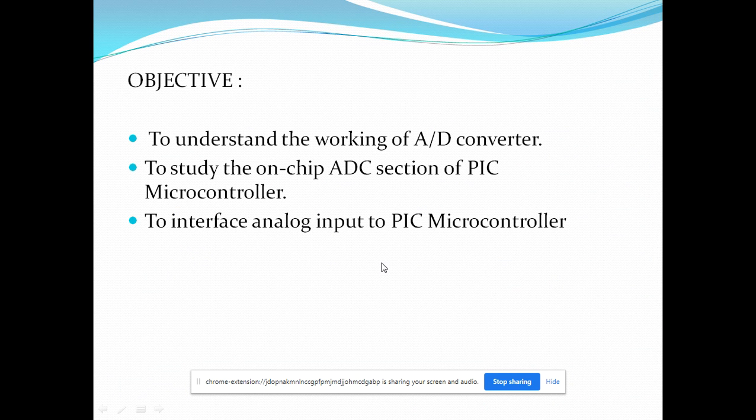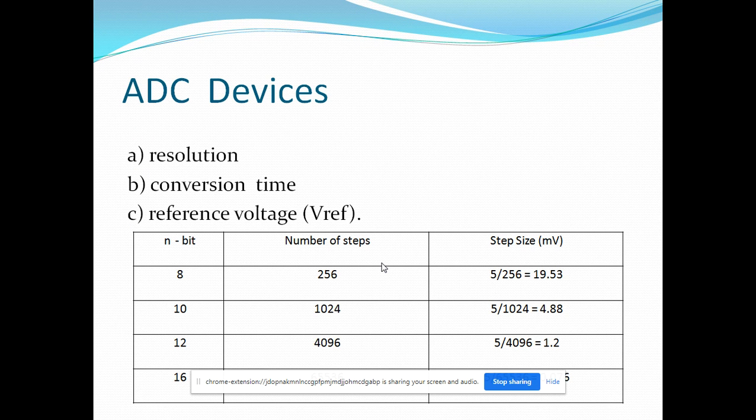Objectives of this session are, first, to understand the working of the ADC converter, how an ADC works. Second, we will study the on-chip ADC section of the PIC18F4550 microcontroller: how many registers there are that are used for controlling and for data transfer or the conversion operation carried out on chip. And in the last section, we will see the circuit diagram used for interfacing a 0 to 5 volt analog input with the PIC18F4550.